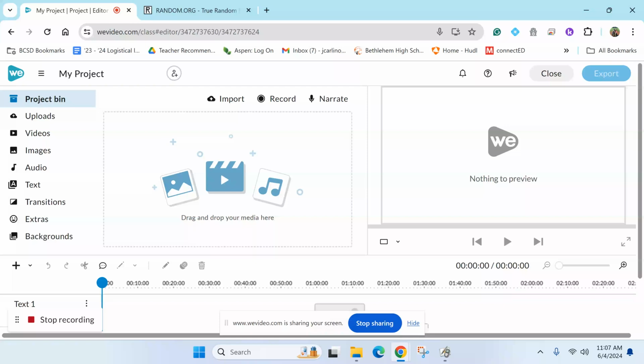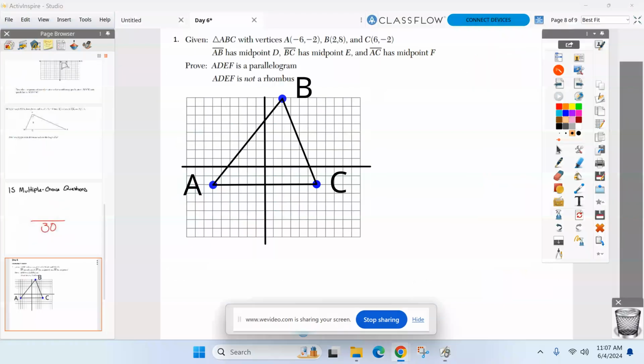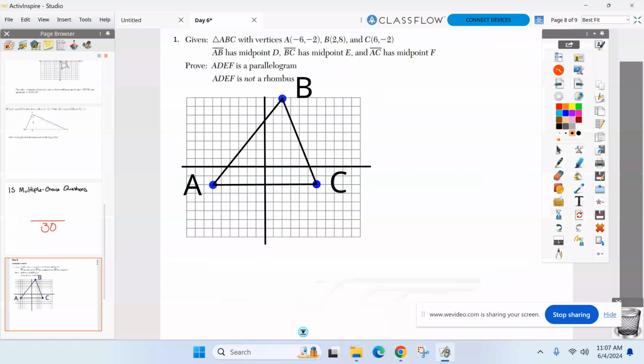These things take a while. So go ahead and graph day 6, number 1 for me, and then we'll talk.